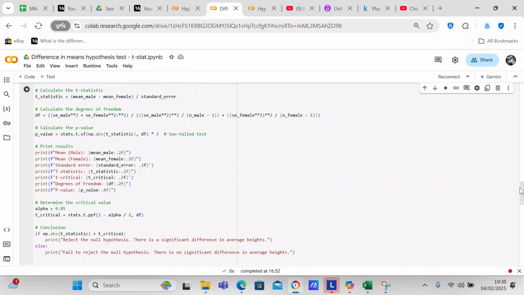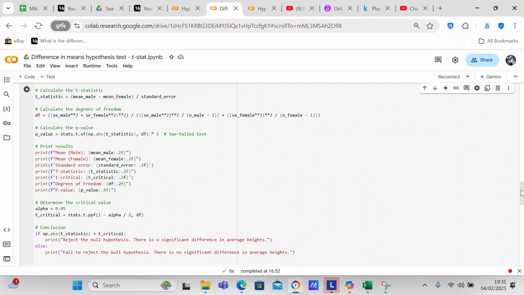And now you're going to calculate your degrees of freedom. So your degrees of freedom equals se_male squared plus se_female squared, and then that's going to be squared, divided by se_male squared, which is squared again, divided by n_male minus 1, plus se_female squared, which is squared again, divided by n_female minus 1.